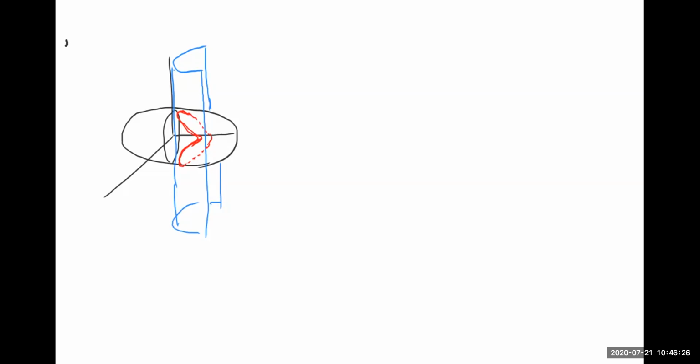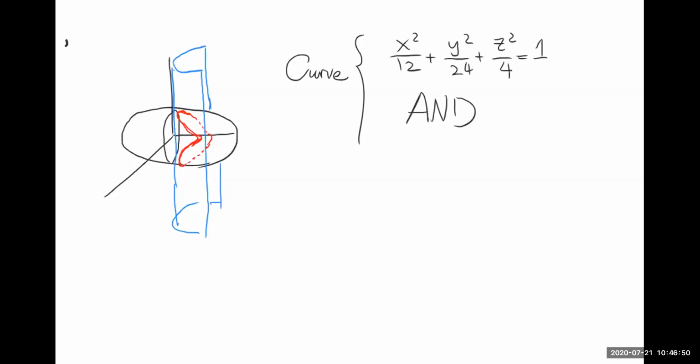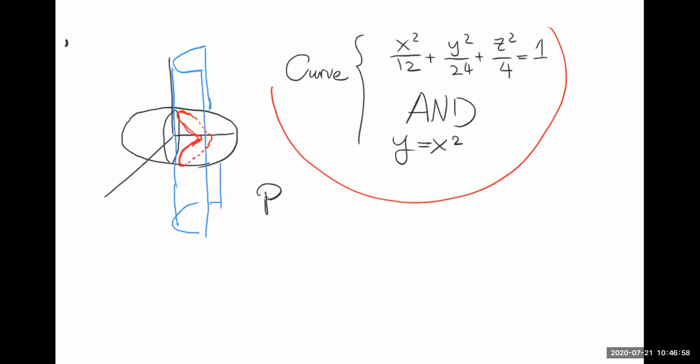So we have these two surfaces. We have the intersection. Now let's go back. What is the equation of the curve? Well, as I said, the equation of the curve is just the equation of the first surface and the second one. This is the equation of the curve. And that's it. Now, the next step is to find the parametric equation.